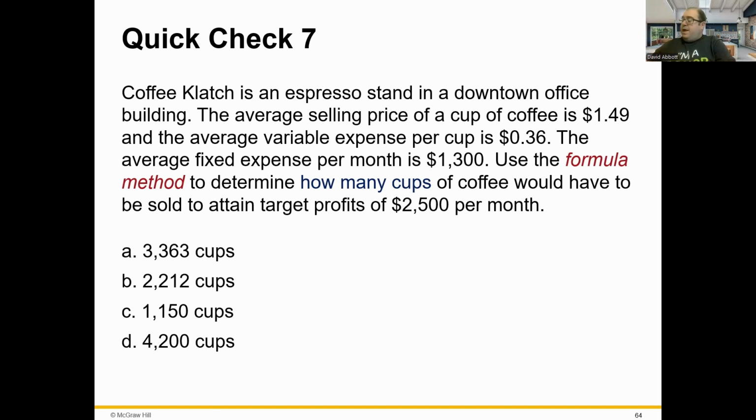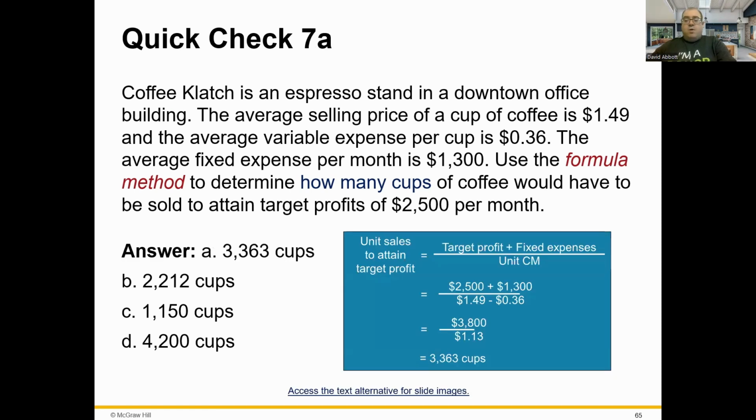Okay, so let's look at a quick check, one of our little examples here. So Coffee Clash, again, we're going to use the formula method to determine how many cups of coffee they would have to sell to obtain a target profit of $2,500 per month. They want to have 2,500 a month in profit. And so to do that, we're going to take the 2,500 plus our fixed expenses, which is 1,300, divided by our unit contribution margin, which is $1.49, our selling price, minus our variable expenses, a cup of 36 cents.